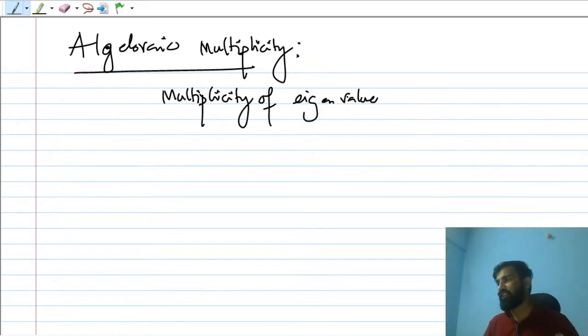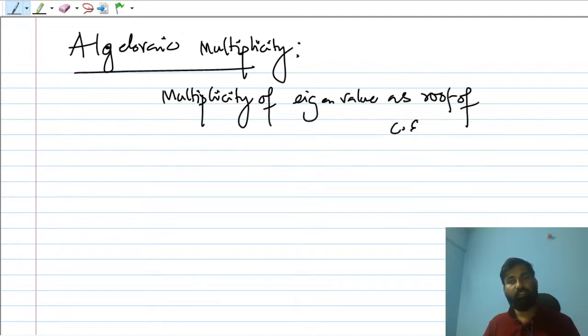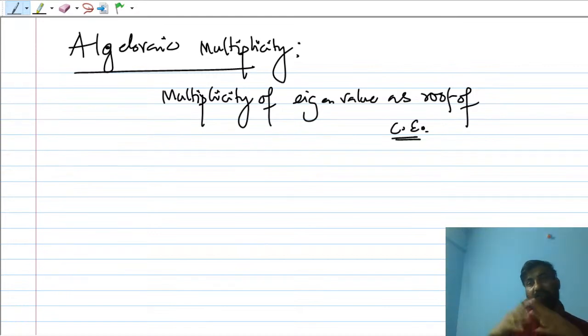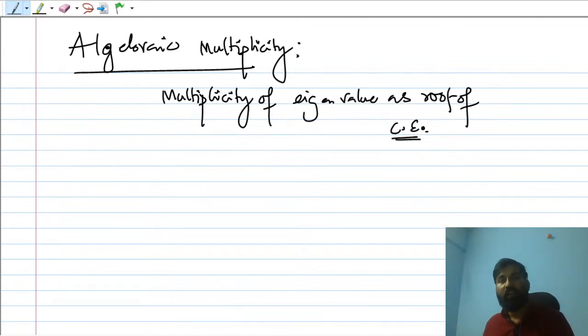Sometimes we call it the eigenvalue as a root of the characteristic equation. What is the meaning of multiplicity? Can somebody tell me? Repetition. Okay. Suppose you have got the eigenvalue 2, right? How many times 2 is being repeated? That is the meaning of multiplicity.